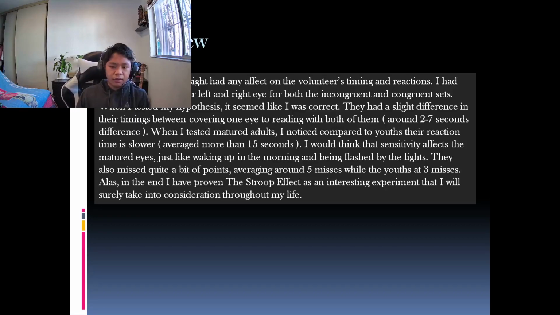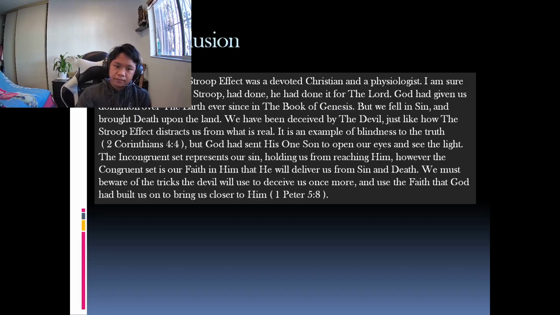I would think that their sensitivity affects the matured eyes, just like waking up in the morning and being flushed by maybe the sun or your lights. They missed quite a lot of points, averaging around 5 misses to 3, adults ratio to youth. But in the end, I have proven that the Stroop effect was an interesting experiment that I will surely take into consideration and remember throughout my life.